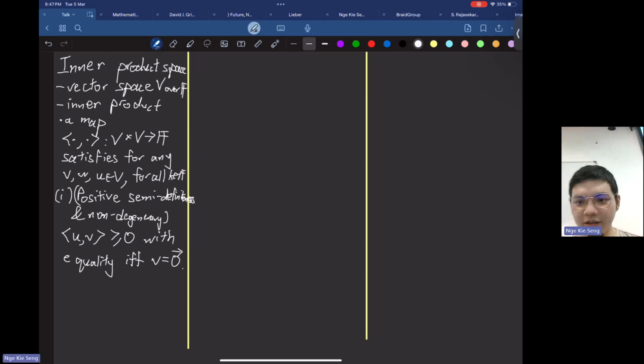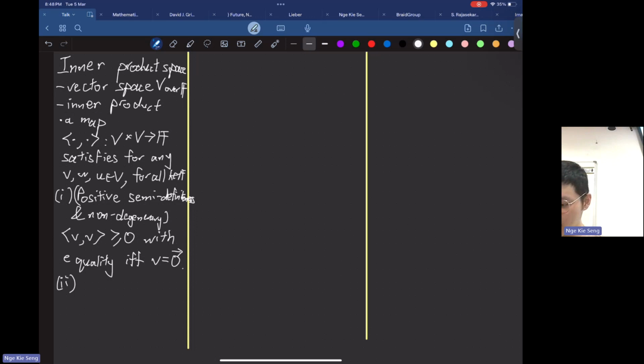Hope I didn't copy the wrong thing. Sorry, something is wrong here. It's not any two, it's you dot with yourself. V dot V is greater than or equal to 0. It's something non-negative, and it can be 0. So when is it 0? When you are the 0 vector. All the other times you have to be positive. So this is the definition.